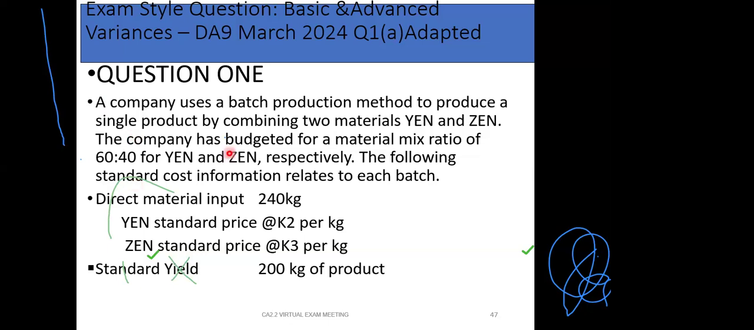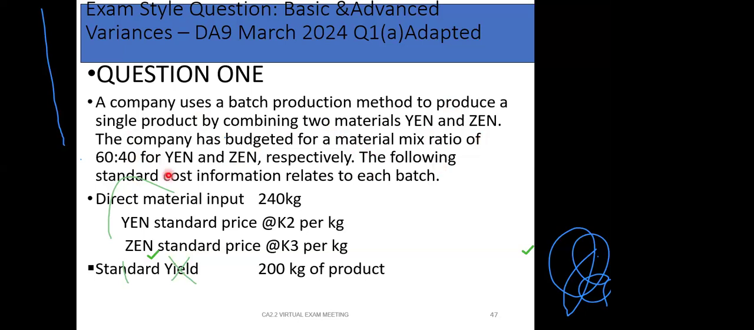Slide 47. The question says very quickly there, a company uses a batch production method to produce a single product by combining 2 materials, Yen and Zen. The company has budgeted for a materials mix ratio of 60 to 40, or 60% and 40% for Yen and Zen, respectively. Yen and Zen are the materials.